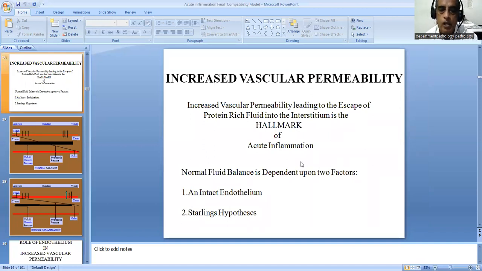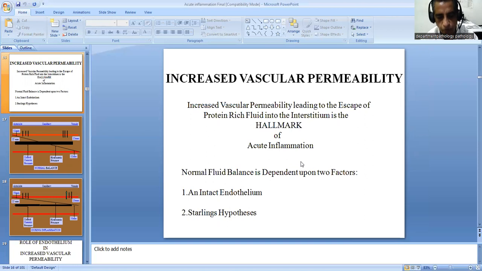Now, the second component of vascular events was the increased vascular permeability. And it is the hallmark of acute inflammation, characterized by the escape of protein-rich fluid into the interstitium. So before going on to study how this occurs, we need to take a look at the normal fluid balance. This is dependent on two factors. The first being an intact endothelium. If the endothelium is intact, there is no breach anywhere, the fluid normally will not leak out. There won't be any permeability.